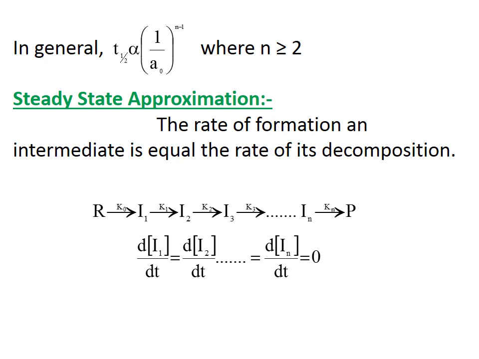K0, K1, K2, K3 up to Kn are rate constants. You apply the steady state principle, or we can say the rate of formation of an intermediate will be equal to the rate of decomposition, meaning the net rate will be equal to 0. dI1 by dt will be equal to dI2 by dt, which will be equal to dIn by dt, that will be equal to 0. That is the steady state approximation, and it is applicable only to intermediates like free radicals, etc.